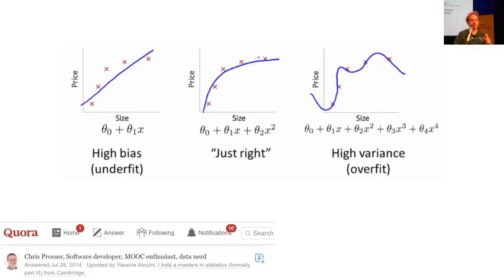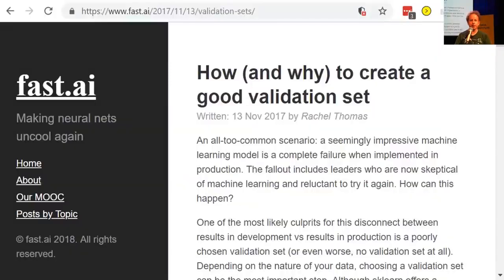There's a lot of details to get right when you design your validation set. We will talk about them briefly next week, but a more full version would be in Rachel's piece on the FastAI blog called How and Why to Create a Good Validation Set. And this is also one of the things we go into in a lot of detail in the Intro to Machine Learning course. So we're going to try and give you enough to get by for this course, but it is certainly something that's worth deeper study as well.